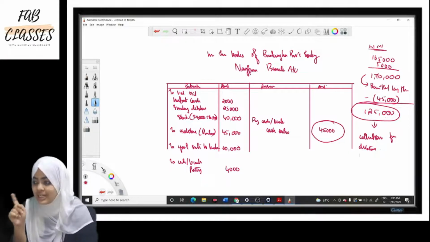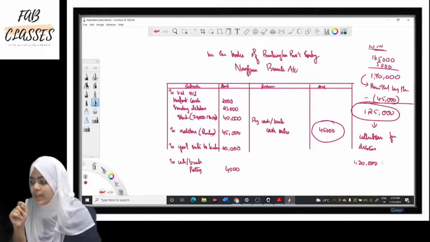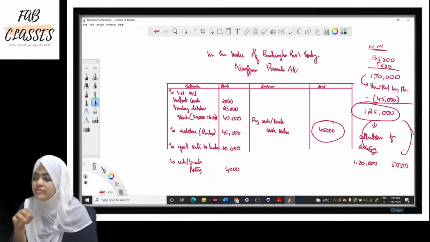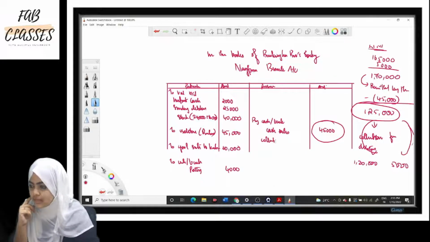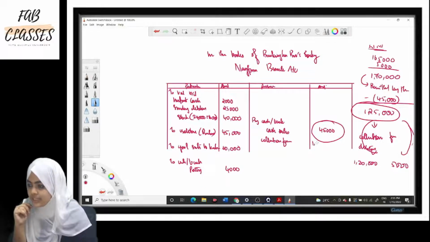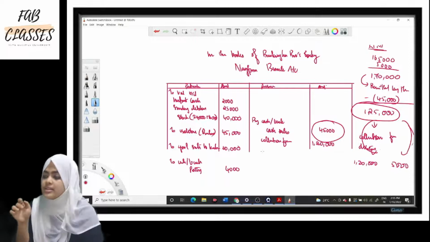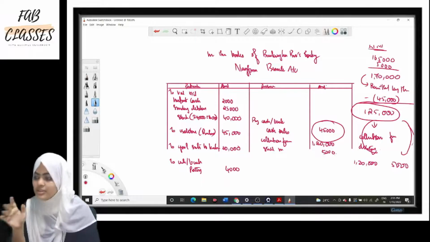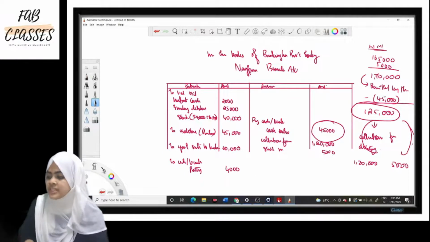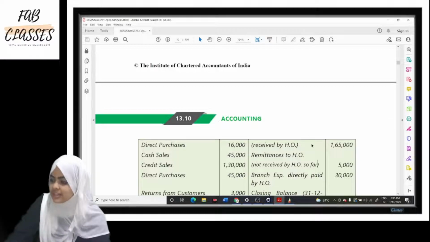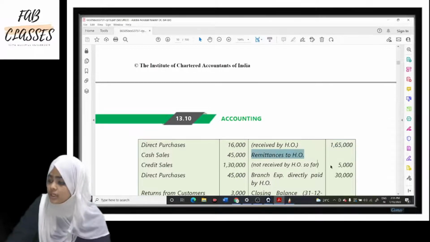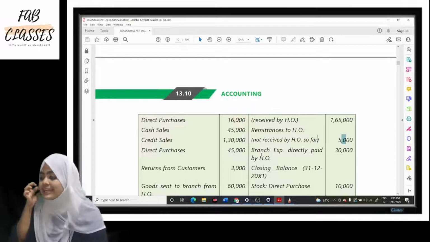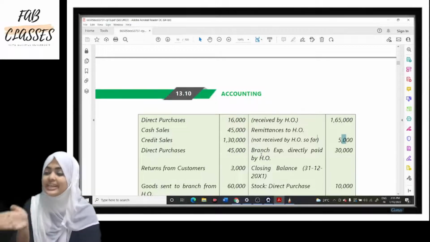Okay, so 1,25,000 is the collection from debtors. But in this we know 1,20,000 we received, and 5,000 we did not receive, it is still in transit. So collection from debtors is 1,20,000, and cash still in transit is 5,000. So this is the recording of remittance. The remittance we recorded already. Remittance received was 1,65,000 and remittance not received was 5,000. That also we recorded. Next, branch expenses directly paid by the head office. Branch expenses directly paid by the head office.